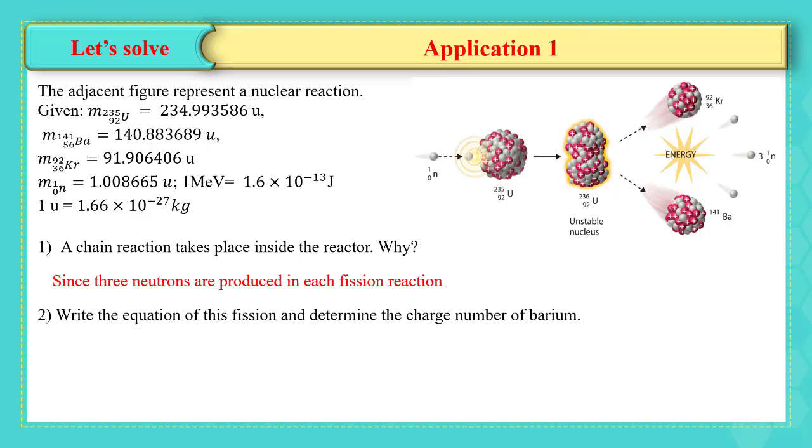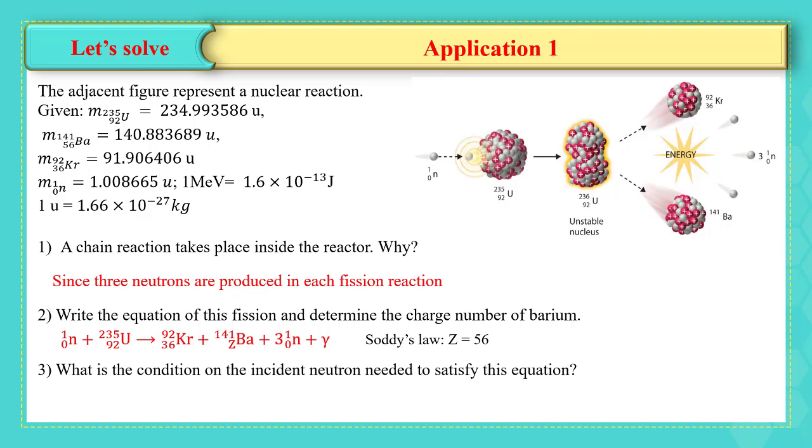In the second question, we have to write the nuclear reaction and determine the charge number of barium. We have a neutron that interacts with uranium-235 to give krypton and barium with emission of 3 neutrons and gamma radiation. To determine Z of barium, we apply Soddy's law, then we get Z equal to 56. The third question asks, what is the condition on the incident neutron needed to satisfy this equation? We say that the energy of the incident neutron must be around 0.025 electron volt.